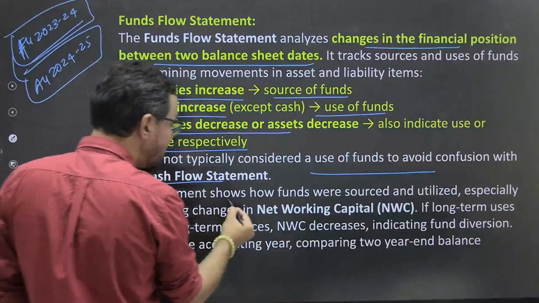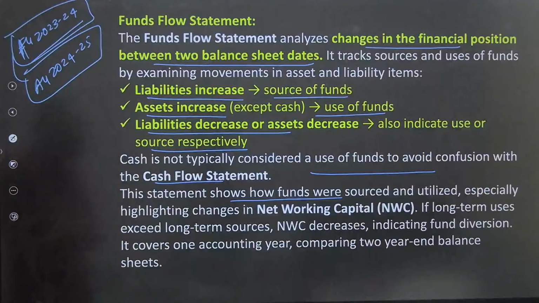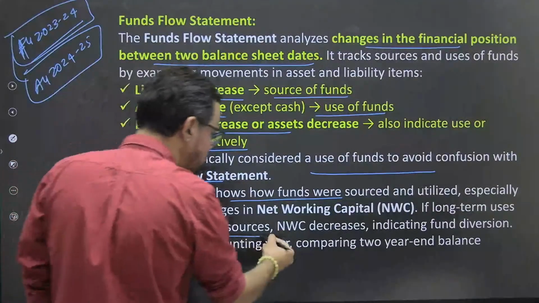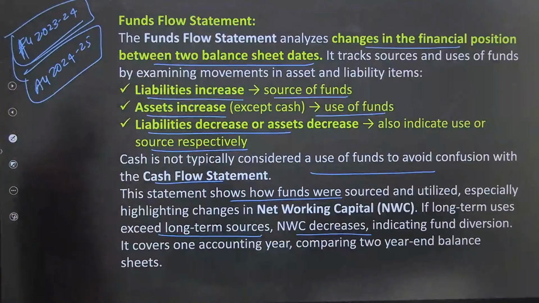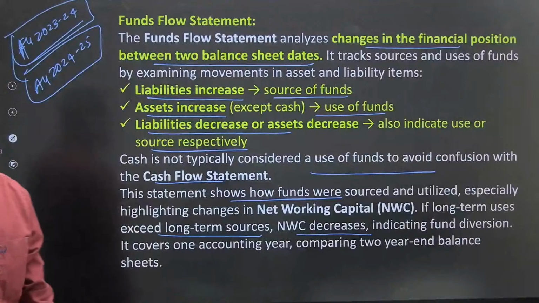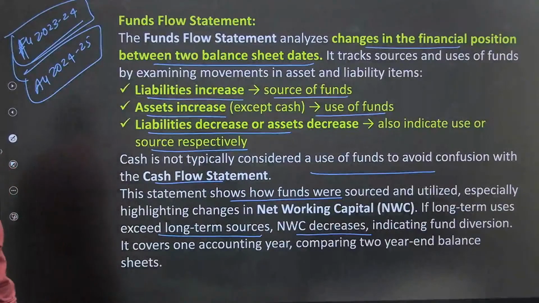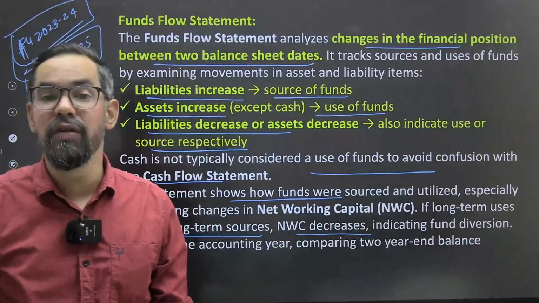This statement shows how funds were sourced and utilized, means sources of funds and uses of funds, especially highlighting changes in net working capital. If long-term use exceeds long-term sources, net working capital will decrease, indicating fund diversion. It covers one accounting year, comparing two years' balance sheets and all. So basically what we are doing in this particular case, we are comparing things between two accounting periods.